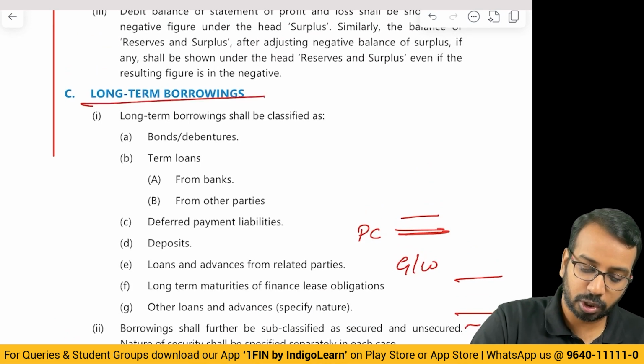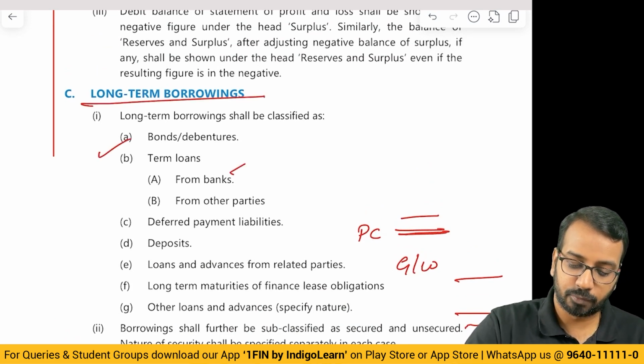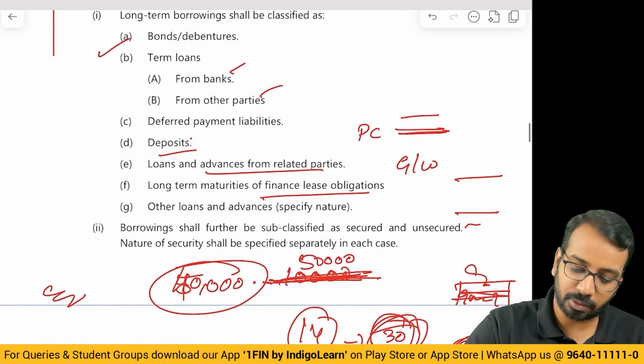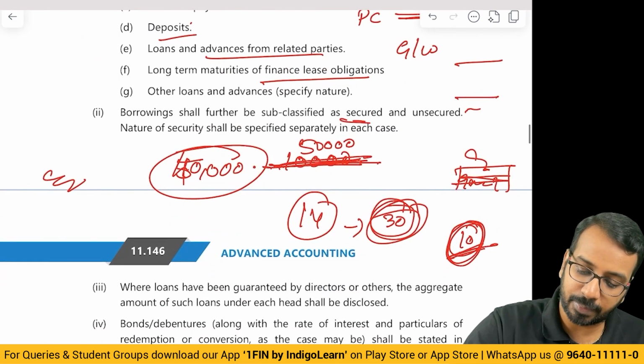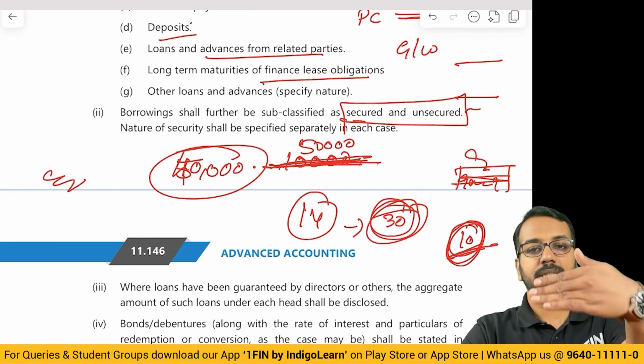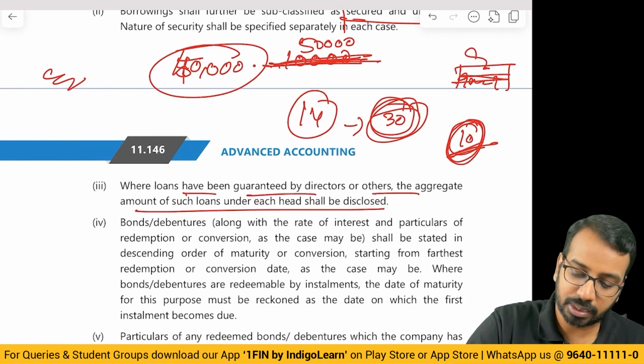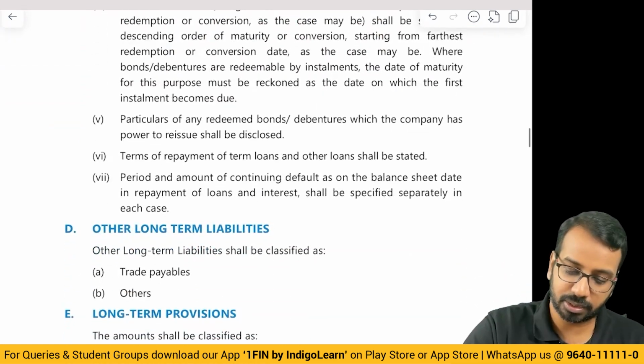Then you have long-term borrowings where you will show bonds, debentures, term loans from banks, other parties, other deposits, loans and advances from related parties, finance lease obligation, etc. Then you will classify them as secured and unsecured. So borrowings, secured and unsecured. Then if the loans have been guaranteed by directors, that has to be disclosed, simply not tested. You can just leave it.